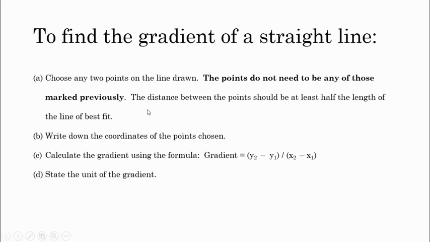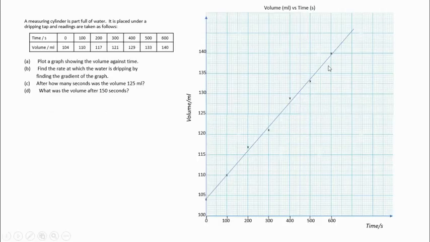The other thing to consider is that the distance between the 2 points should be at least half the length of the line of best fit. So this is our line of best fit. What I am saying is, in choosing the 2 points on the line, forget about the ones that you marked with an X. Never just go to the table and say, okay, let's just choose 2 points from the table and write down the coordinates of those points. No, because you may select a point from the table that didn't even fall on your line of best fit. You can't be finding the gradient of a line using a point that is not on the line.